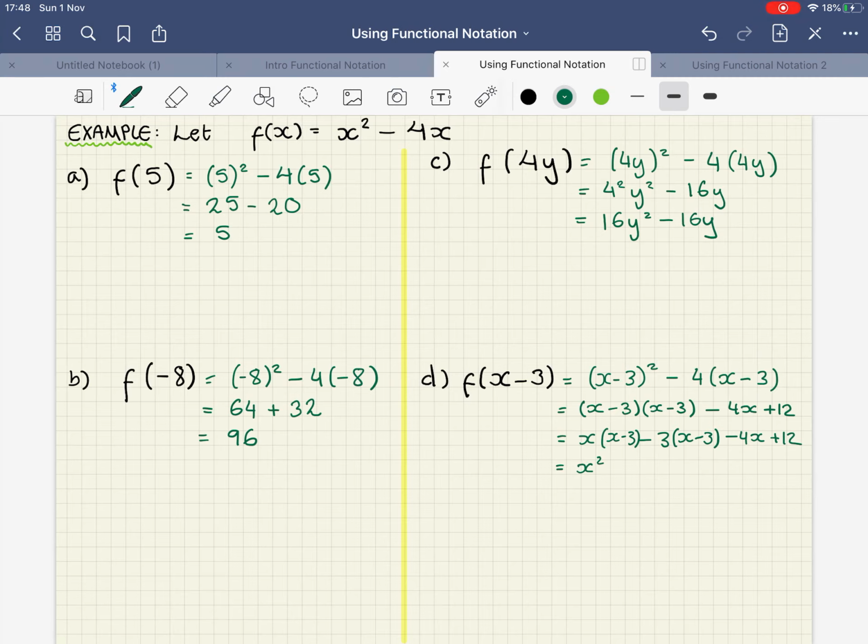Expanding it out, so I've now got x squared minus 3x plus 9 minus 4x plus 12. And then collecting all my like terms together. So minus 3x, take away 3x, I'm on minus 6. Take away 4, that's going to be minus 10x. The 9 plus that 12 is going to be plus 21.